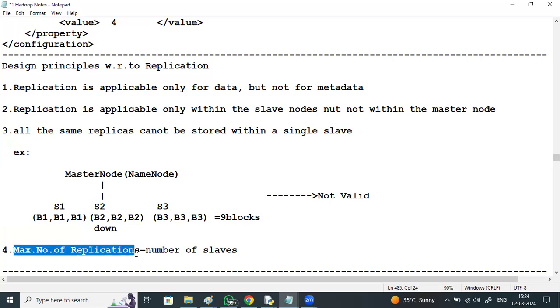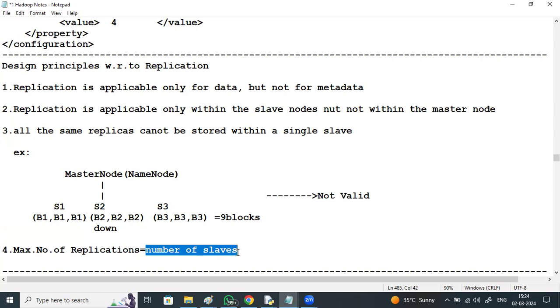Maximum number of replications equal to number of slaves. If you have got 4 slaves, maximum 4 replications you can keep. If you have got 5 slaves, 5 replications you can keep.